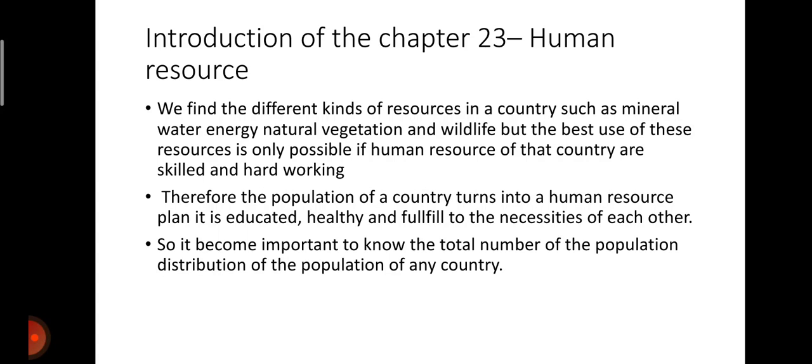It is due to education or the planning of education, a healthy environment or health, and fulfilling the necessities of each other. When human beings use their intelligence in these things, a material may turn into a resource. So it becomes important to know the total number and distribution of the population of a country.